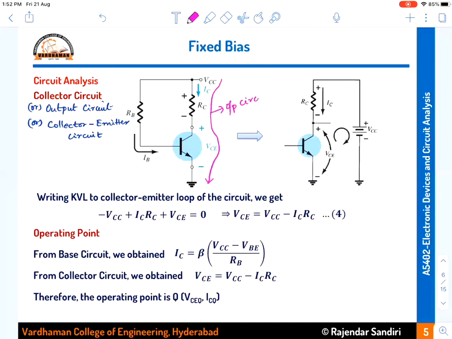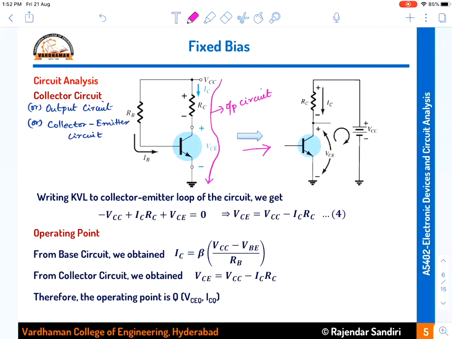Now I will just draw the output circuit only, so your circuit will become a transistor with RC, IC and the power supply of plus VCC. In the previous slide, I drew only the input circuit and applied KVL to the input circuit. Now I am drawing only the output circuit and I will be applying KVL to the output circuit.